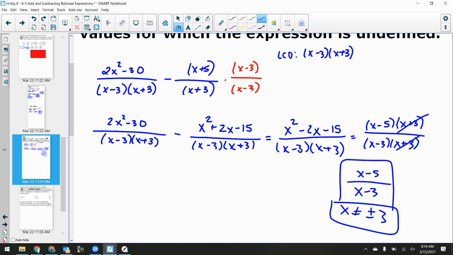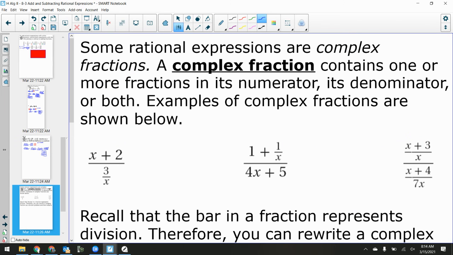All right, the last thing that we're going to talk about within section 8.3 is what's called a complex fraction. Now, just because you see the word complex doesn't necessarily mean it's non-real. Complex in this case just refers to the fact that it's a fraction within a fraction, like a difficult one, not a non-real one. Some rational expressions are complex fractions. A complex fraction contains one or more fractions in its numerator, its denominator, or quite possibly both.